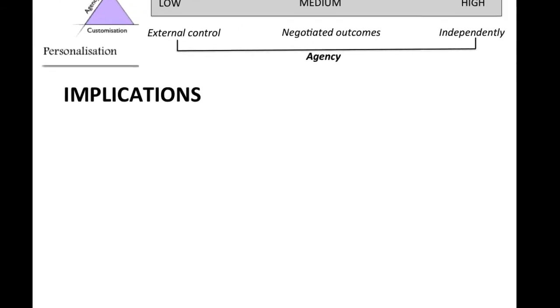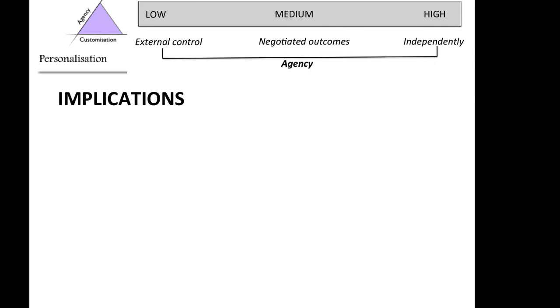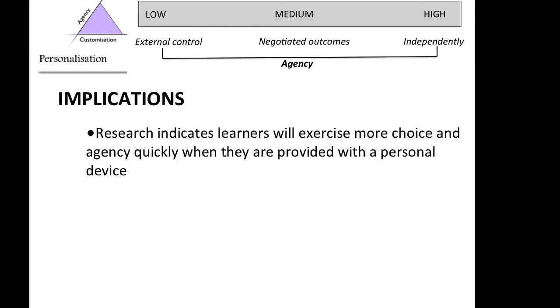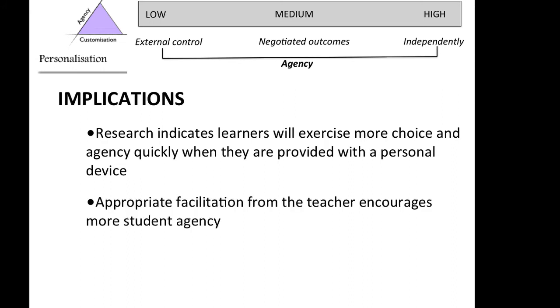So what are the implications of providing students with mobile devices in terms of agency or the degree of choice they have in their own learning? Our research undertaken in Scotland and elsewhere indicates that agency is an important factor and expands quickly when students have access to a personal device like the iPad. But this is facilitated by appropriate teacher activity.